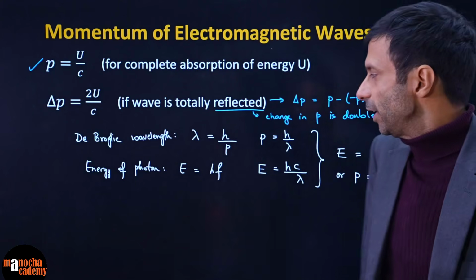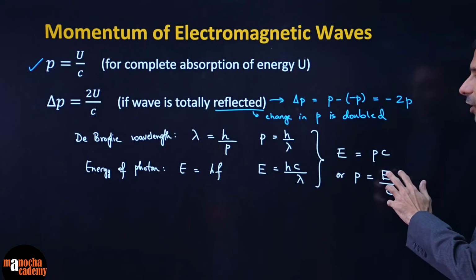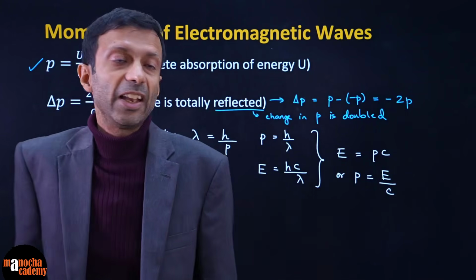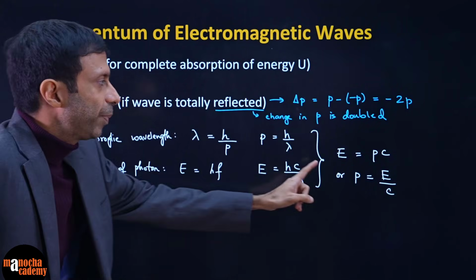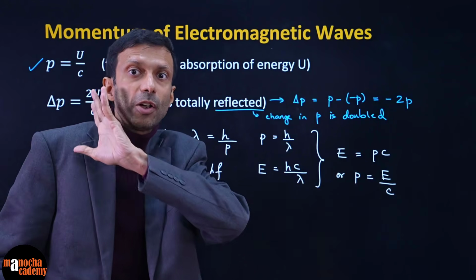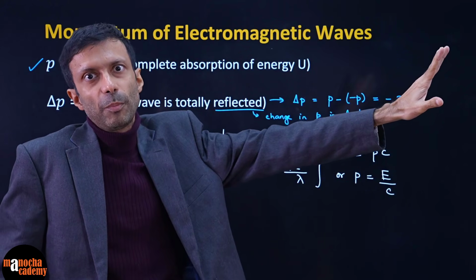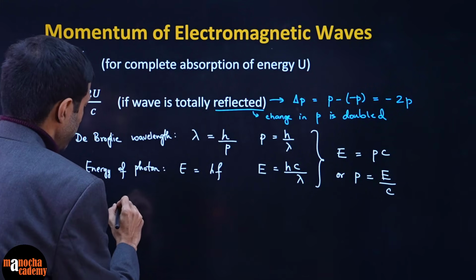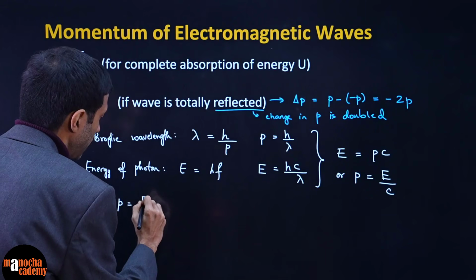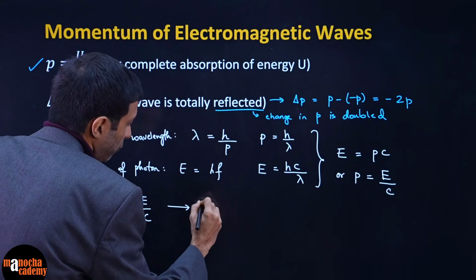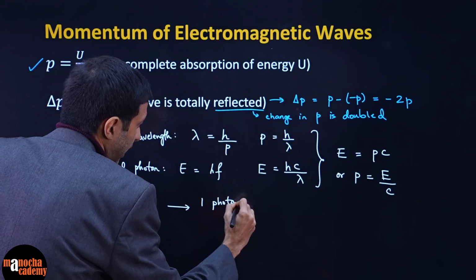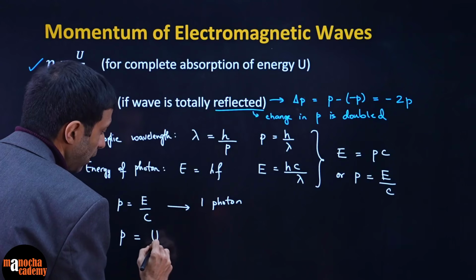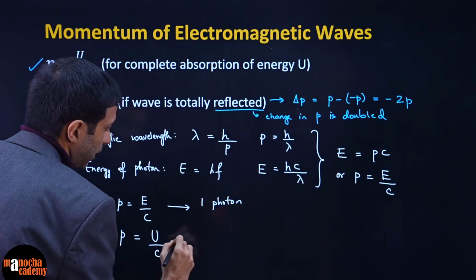Everybody has got it? P is momentum, right? E is the energy of the photon divided by speed. What I said was energy for one photon. So P is equal to E by C is true for one photon. But we are talking about a wave having a huge number of photons, right? So P is equal to E by C is for one photon. For the entire wave, therefore, the momentum will be the total energy density divided by C.